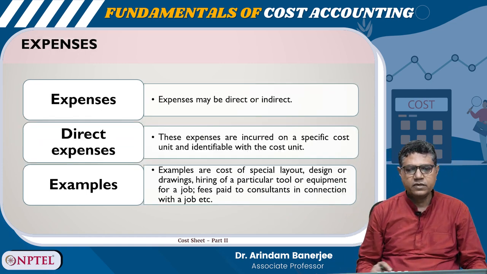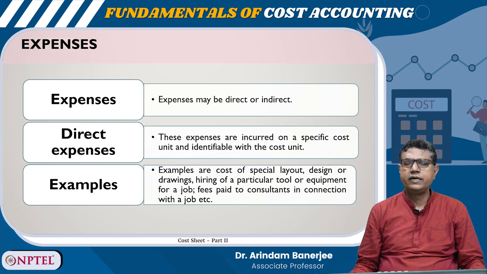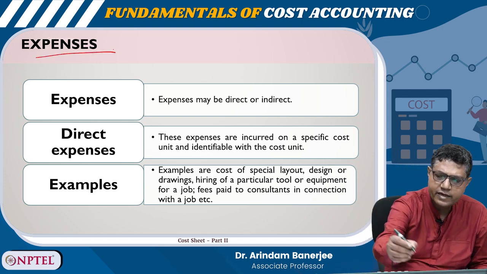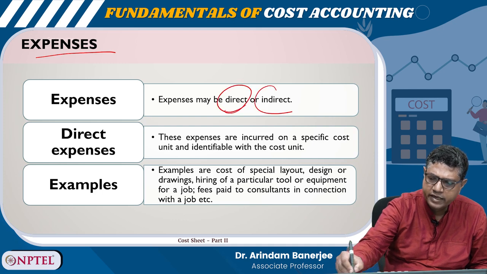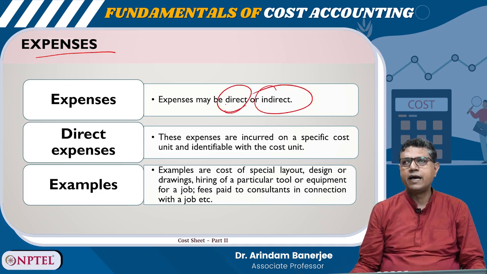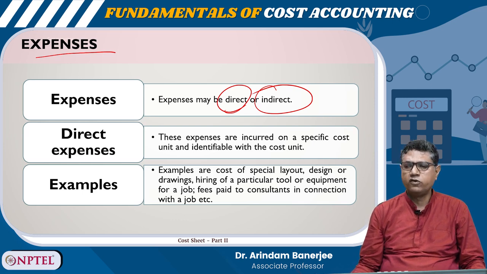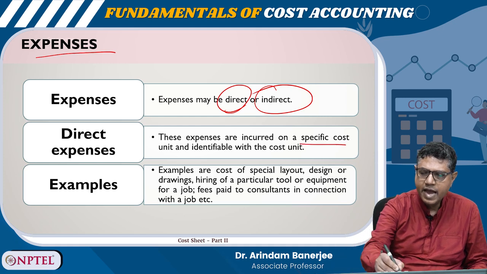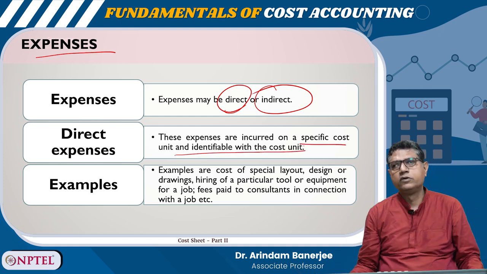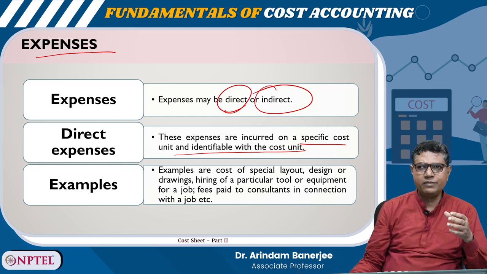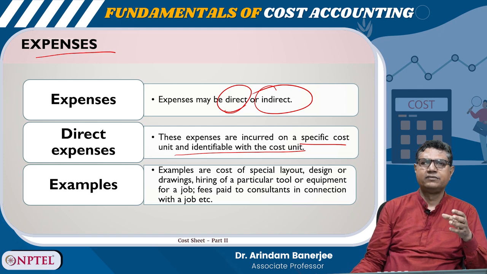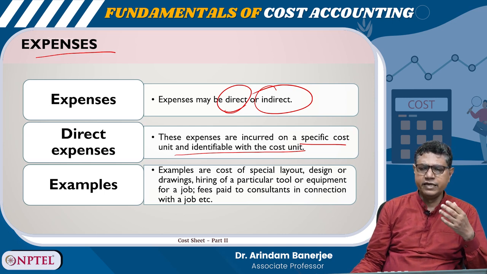So then expenses can also be direct or indirect. What are the direct expenses? These expenses are incurred on a specific cost unit and identifiable with the cost unit. You must have understood by this time the meaning of direct cost. Direct cost is the cost which I can directly identify with the final product. If I am unable to directly identify it with the final product, it is called indirect expense.